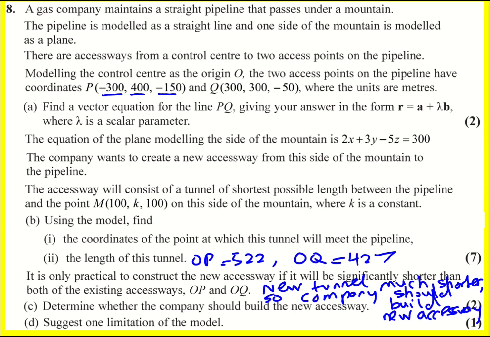Then suggest one limitation of the model. Throughout the whole thing, we've assumed that the pipeline was a straight line. Now, that's not a bad model, to be fair. You're going to try and make it a straight line if you can. So I don't think that one is massively flawed, but it's the side of the mountain. The mountain's not going to be perfectly smooth. So that's what I would go with here. Side of mountain likely to not be flat.